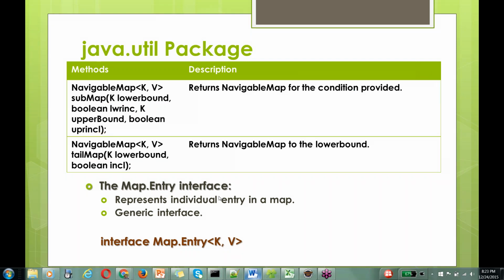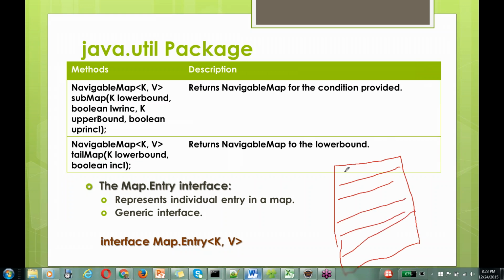Next we move on to the map.entry interface. This represents an individual entry in your map, that is a key value pair. Each individual key value pair. For example, consider you have a set of objects within your map. Say each object is in each row. So this is object 1, object 2, object 3, object 4, object 5 and so on. Each object should be of type map.entry.